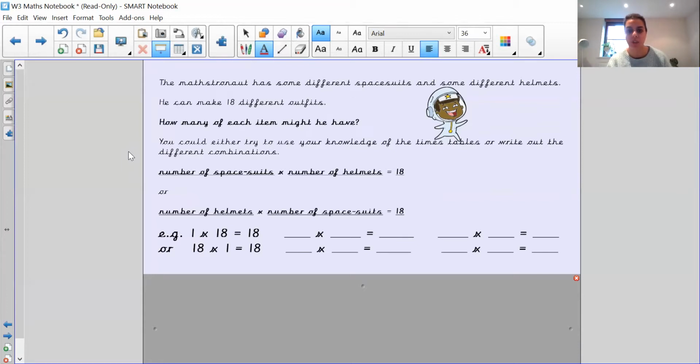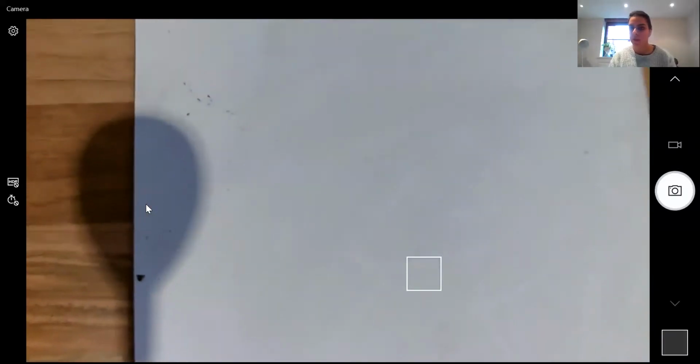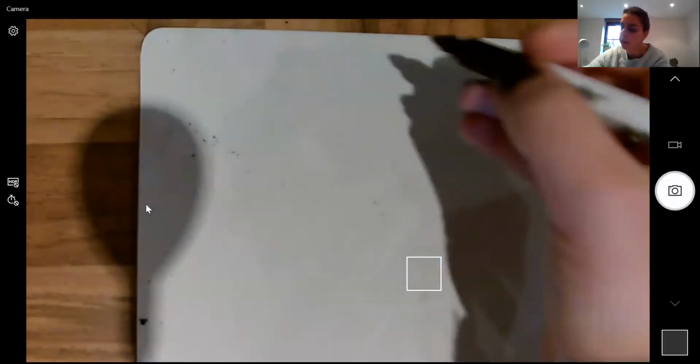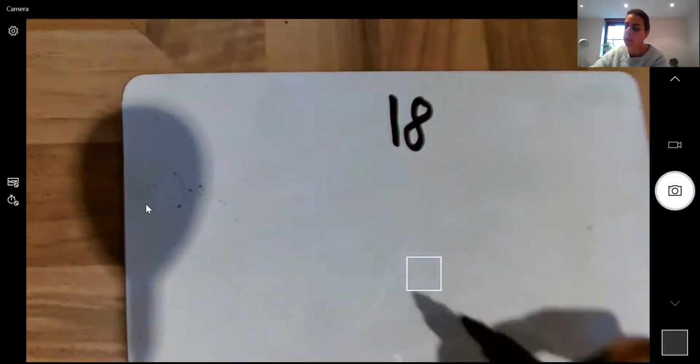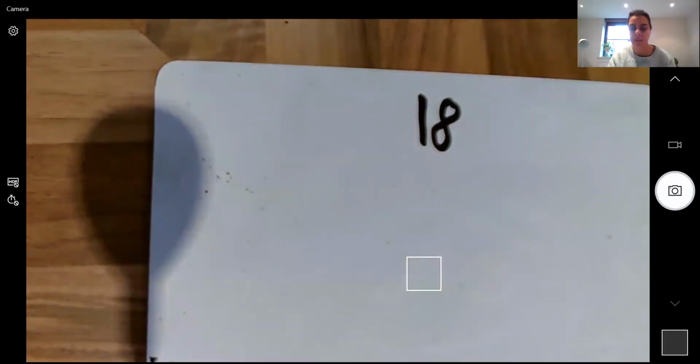So I might do my combinations to show you as an example. If I share my screen, I'm going to rub up my whiteboard again. I'm going to share my camera again to show you how you could do it. Let's see if this works. So I stop sharing on here and I share my screen on my camera again. Okay, so we've got to have 18 combinations. I'm going to write the number 18 just so I remember. Okay, and he's got to have, I'm just going to have a quick recap of the question to make sure I get it right. So it says he has different spacesuits and different helmets.